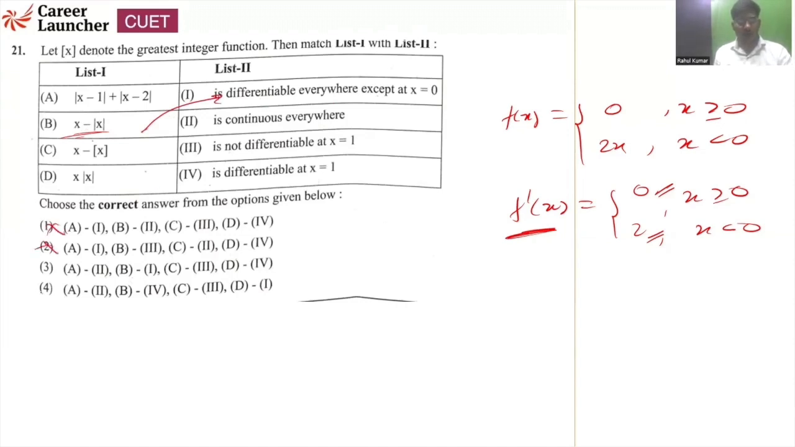Wait a second. If it is continuous everywhere, this is also continuous everywhere. Okay, let me recheck this thing. So we have this, and mod x is equal to this. Here, if you see this thing, you will have D as this thing, and this function is always continuous everywhere. This function is not differentiable. Okay, so option third is the correct answer.